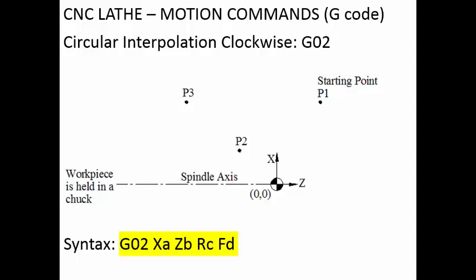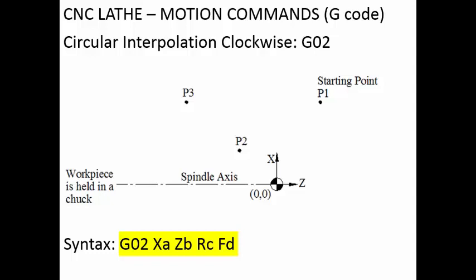Then RC, R is the mentioning about the radius, C is the value of the radius of the curve along which we want to move. F and D, D is the feed rate value we have to specify, F indicates that we are specifying the feed value. So G code is there, we are having X letter which means it is the X coordinate, Z letter means Z coordinate, R letter here means it is the radius, F letter here means it is the feed rate.